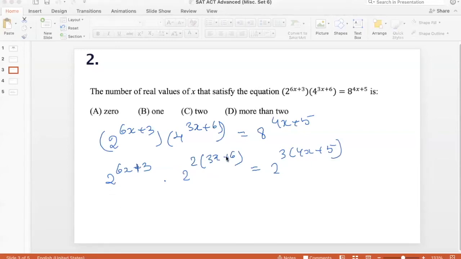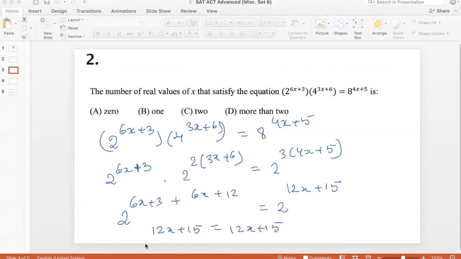Now 2^a times 2^b will be 2^(a+b). So 2^(6x+3+6x+12) is 2^(12x+15). So I can equate the exponents because the base is the same. So 12x + 15 should be 12x + 15. So this is an identity in x. Whatever value of x I take, this will always be true. So this equation is true for infinite values of x, so more than 2, option D.